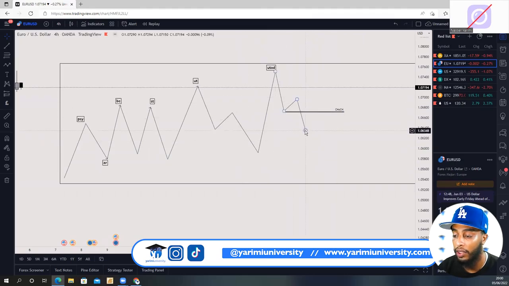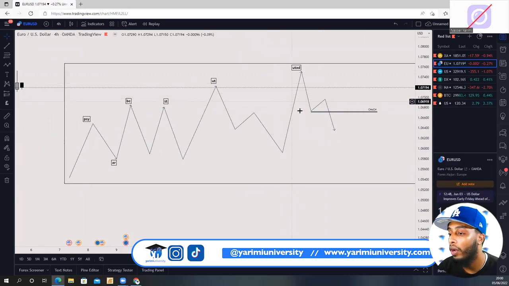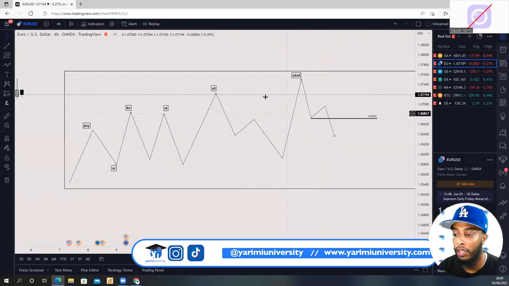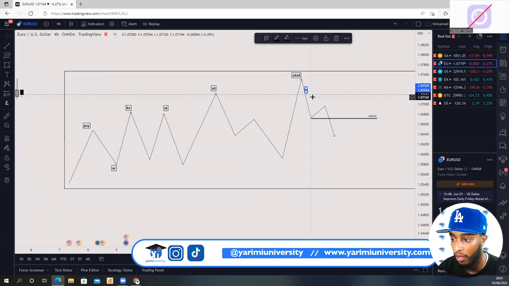After the change of character, there's usually a point, we call it the last point of supply. The last point of supply is where we now look for an unmitigated order block. Do you guys remember? We're looking for supply levels here, right? We're looking for the order block that looks something like this. Okay, something like that.